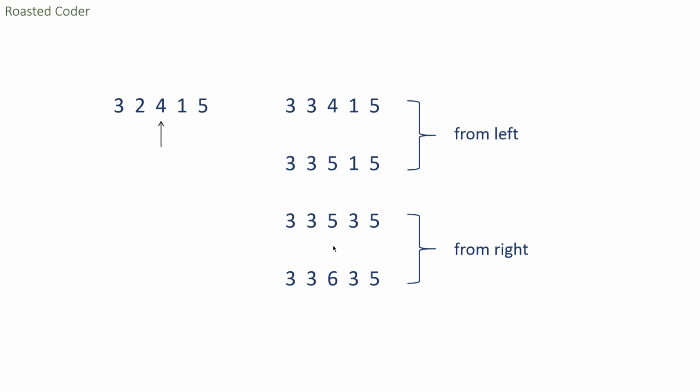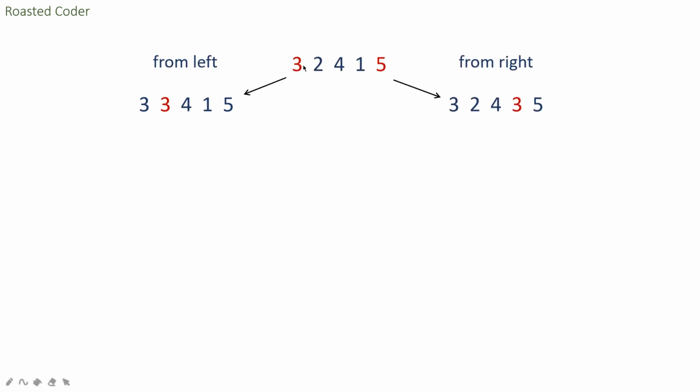We can then find, and so we have to calculate values for every index. So let's say this. We will calculate values for every index from left and values for every index from right.